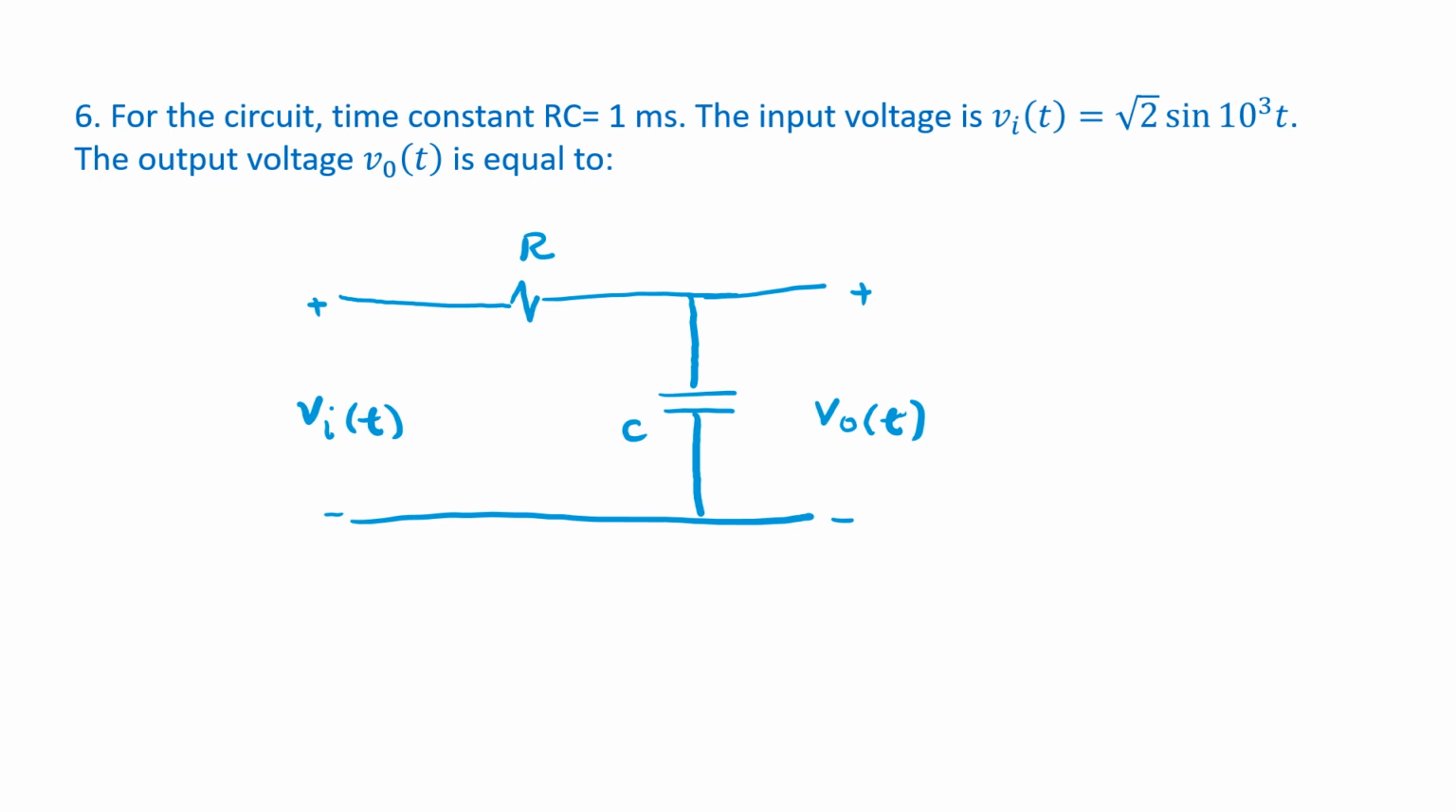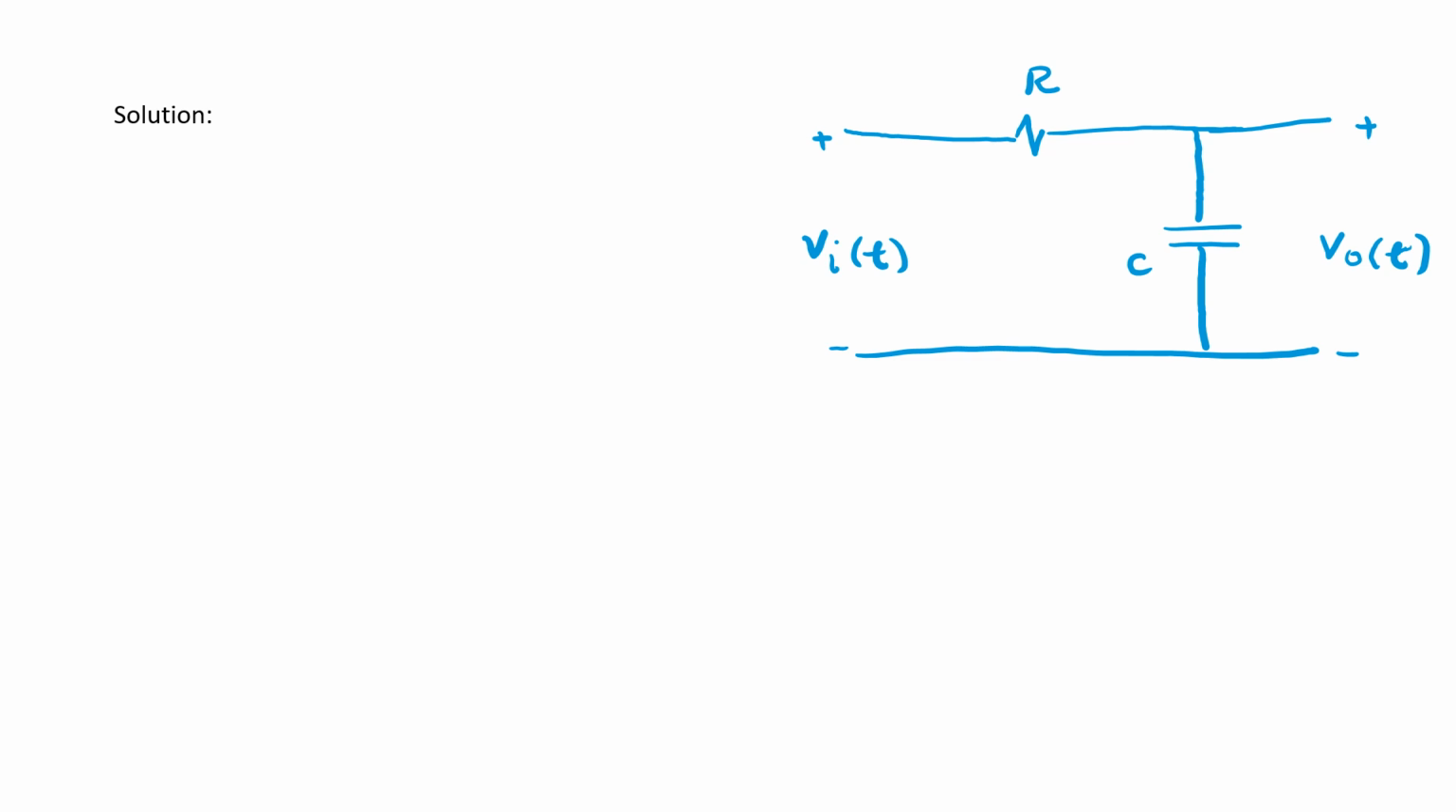The circuit has time constant RC equal to 1 millisecond. The input voltage is Vi of t equal to root 2 sine 10 cube t. The output voltage V naught of t is equal to... Okay, for the given circuit, what is V naught of t?